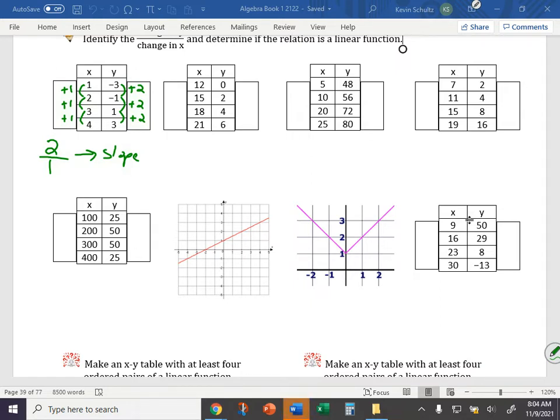So, is there slope? Yes. Is this a linear function? Yup. Yes. I like yup better. Okay, we'll put that.